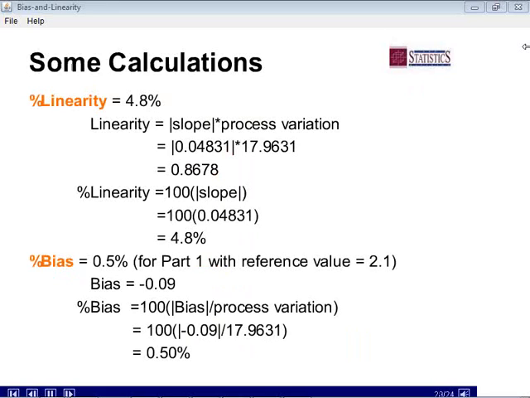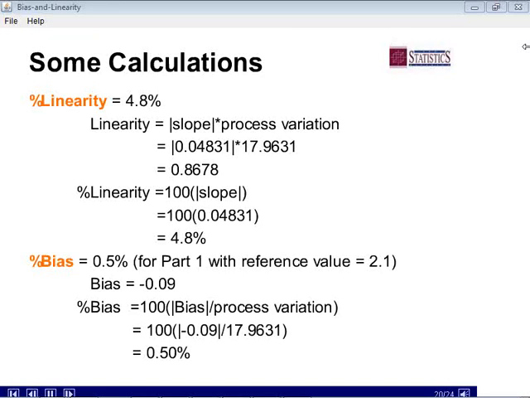If you look at the values off the previous slide, for the percent linearity they got 4.8%. How did they get that? The slope of your line was 0.04831. Process variation, which we got from the gauge R&R study, was 17.9631. And we get linearity with 0.8678. Percent linearity is just 100 times the absolute value of the slope, which is approximately 4.8%.